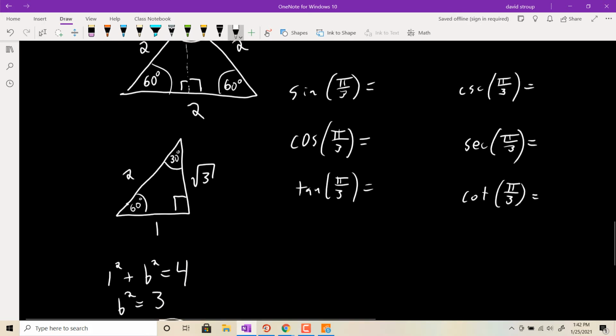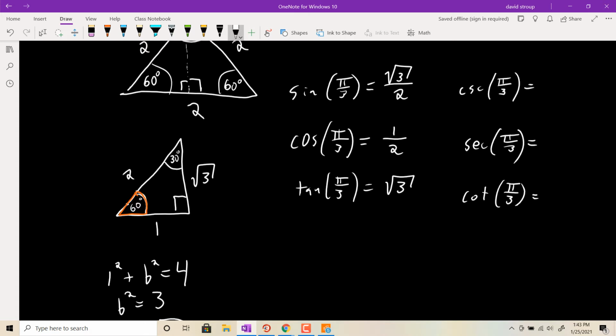All right, so I'm working with the 60-degree angle first. So that's this angle, put in red here. And I use my identities. So sine is opposite, root 3, all over hypotenuse, 2. Cosine is adjacent, 1, all over hypotenuse, 2. And then tan is opposite over adjacent, so root 3 over 1, just root 3.